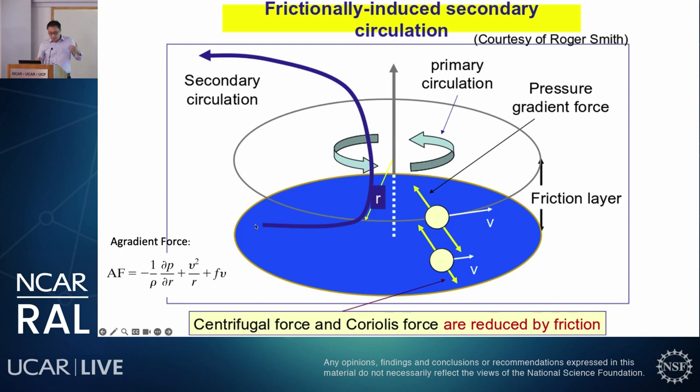As the air rotates cyclonically, it also moves inward toward the storm center. By the time it reaches the eyewall, it rises, and then near the top of the boundary layer there is the outflow. That's what we call the secondary circulation. So this agradient force is very important in terms of hurricane spin-up dynamics, because it drives the inflow, and the inflow affects angular momentum, which helps spin up the vortex.